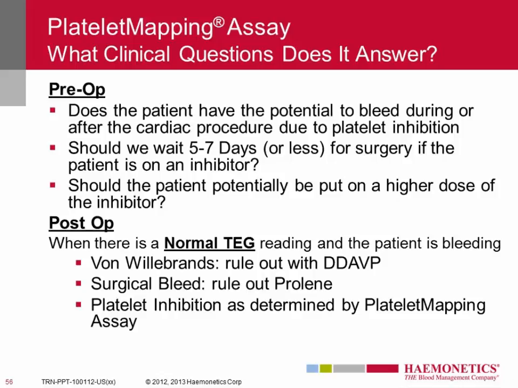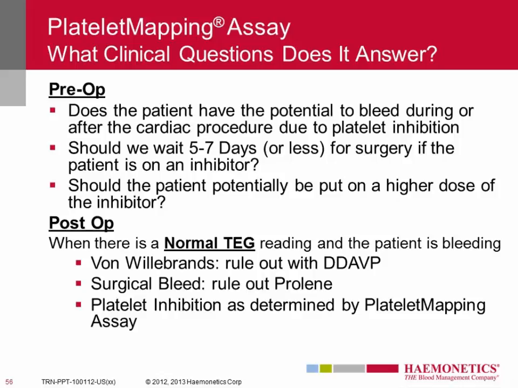Try it. And platelet mapping will help you identify whether they're therapeutic. Post-op, when there is a normal TEG reading and the patient is bleeding, well, we should be suspecting von Willebrand's. We can rule it out with DDAVP. Surgical bleed, rule out protamine deficiency.